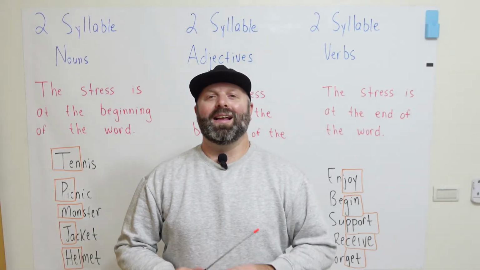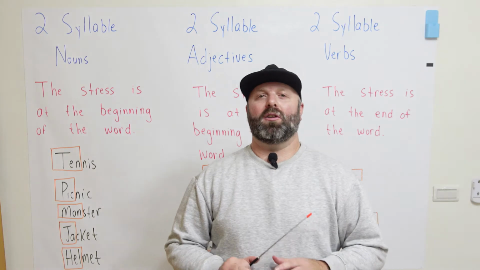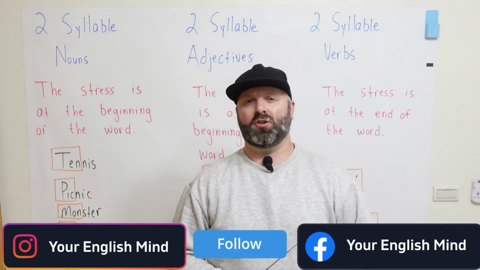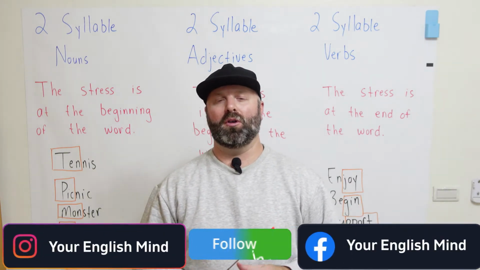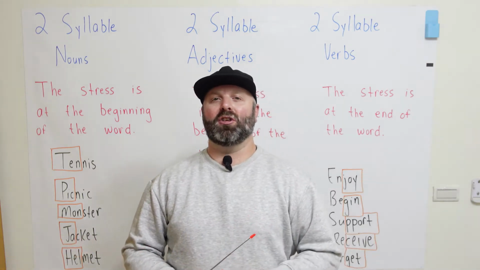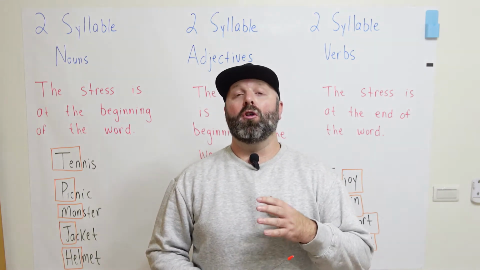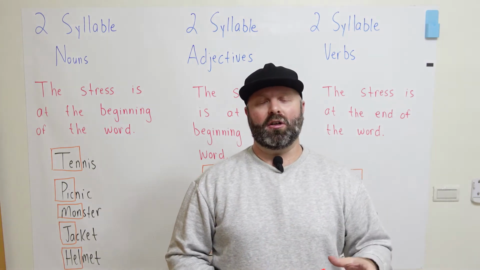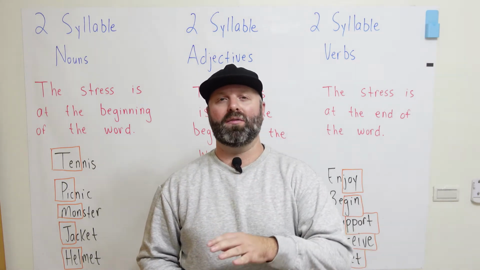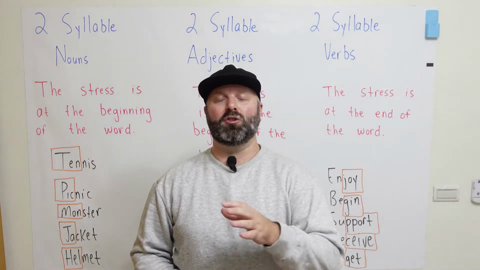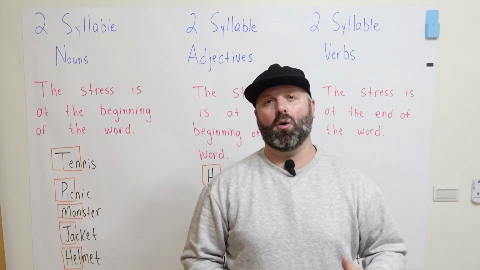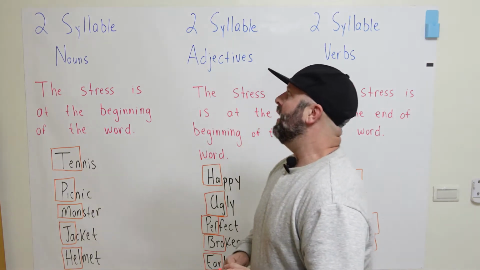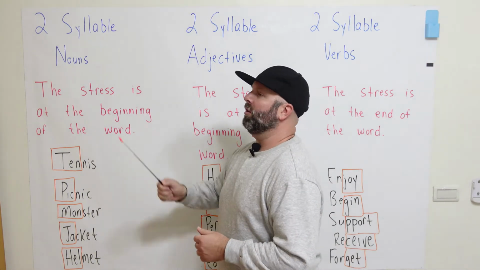All right, now let's take a look at the pronunciation rules for two-syllable nouns, adjectives, and verbs. Now, the reason I'm discussing this rule is because later in class with our 5 homographs, each of the words is 2 syllables. So that's why I'm going to go over this now, okay? Now, let's start with two-syllable nouns.